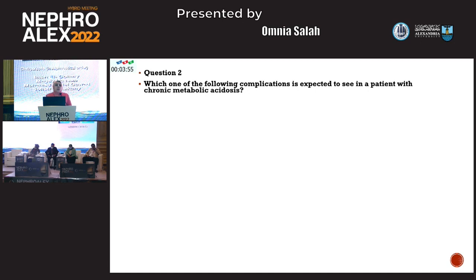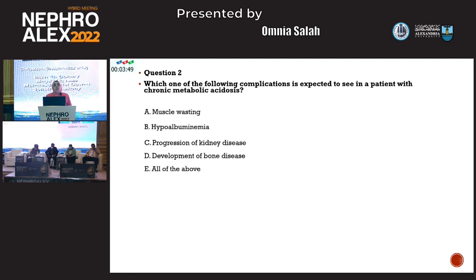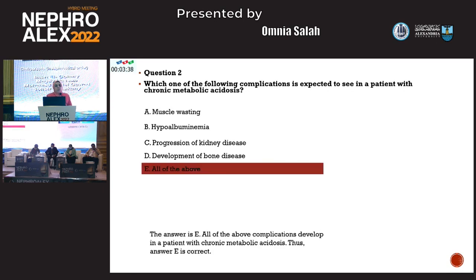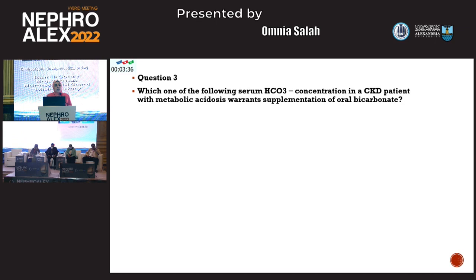Question number 2. Which one of the following complications is expected to be seen in a patient with chronic metabolic acidosis? Muscle wasting or hypoalbuminemia, progression of kidney disease, development of bone disease, or all of the above? All of the above, of course. These are all complications of chronic metabolic acidosis.